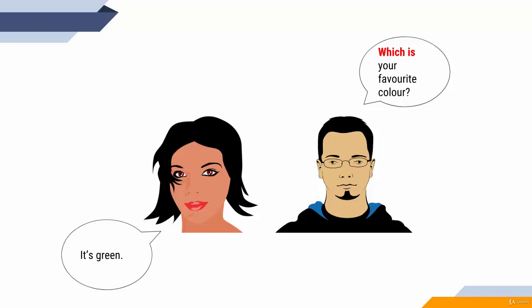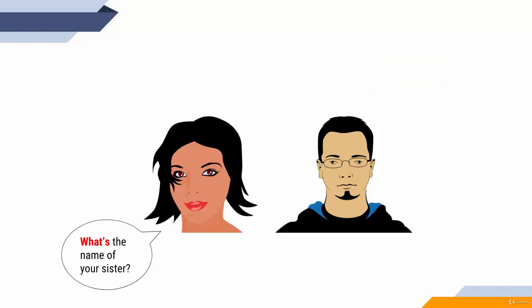Another question. What's the name of your sister? Her name's Anne. Or what's the address you live on? What's the name of that restaurant? You ask again about something. In most of the situations, which and what are with the same meaning.